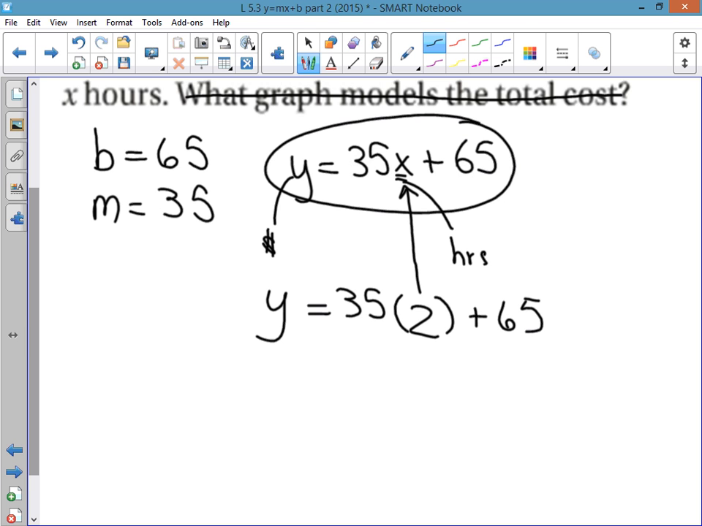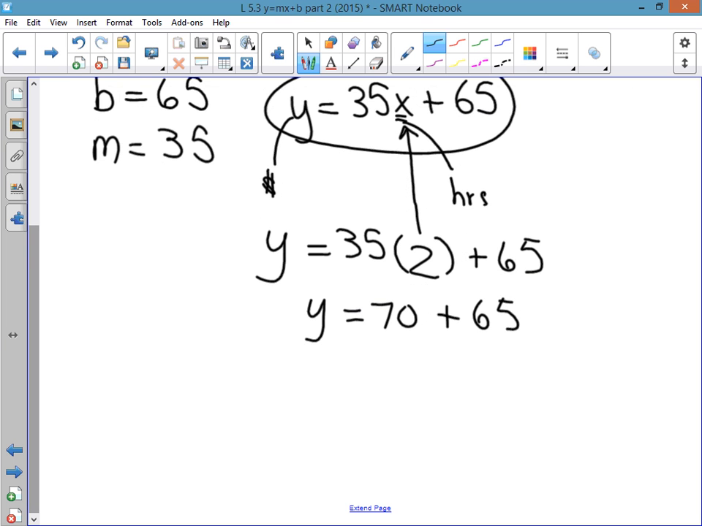2 hours times $35 per hour is 70, plus the $65 just to show up. 70 plus 65 is 135. So the total cost would be $135 for 2 hours.